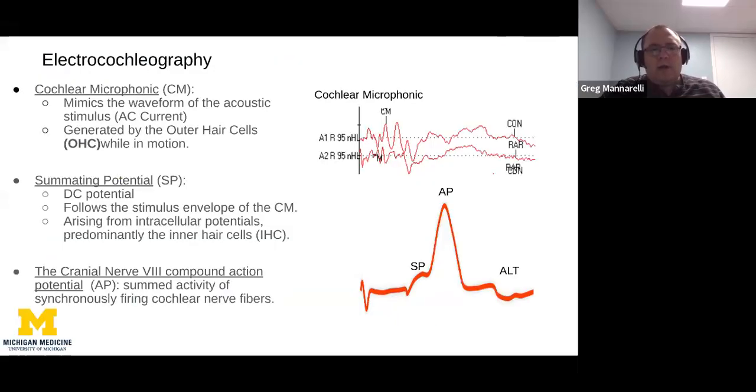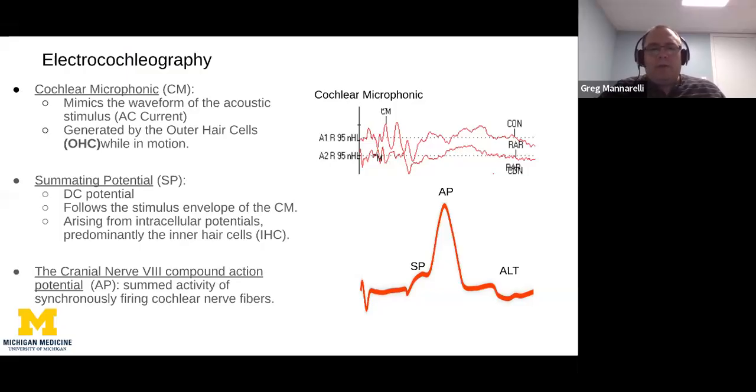So what is electrocochleography? Well, it's basically a recording of the electrical potentials from the cochlea itself, as well as a major response from the distal component of the 8th nerve. And so you tend to think of 3 waveforms in an electrocochleography recording. One is the cochlear microphonic, which is a response that is generated by your outer hair cells. And basically that response is going to mimic the waveform of the acoustic stimulus.